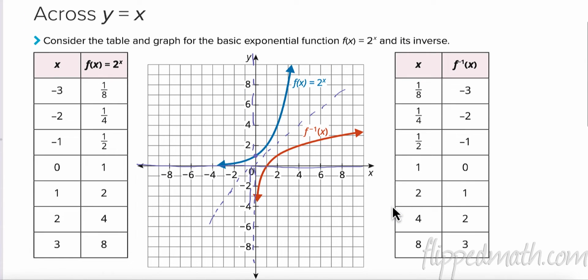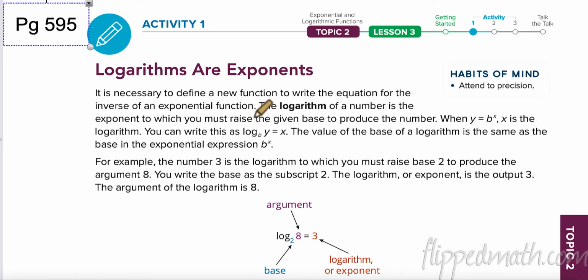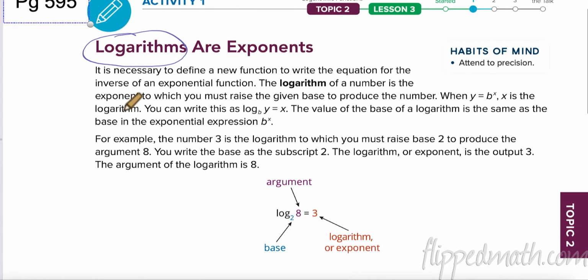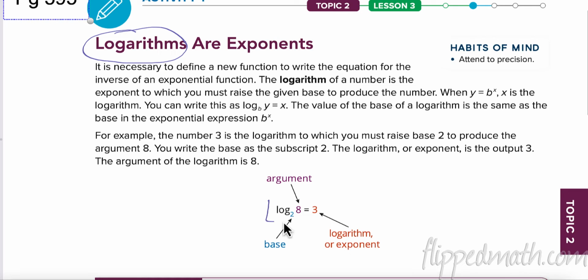Now, this is a special function, all right? The inverse of an exponential is actually a special function, and what it's called is a logarithm, all right? A logarithm. So, a logarithm looks like this. Log base 2 of 8 equals 3. I always think of this as the exponent. They say the logarithm or the exponent. This is called the argument, which honestly, I just learned this year, all right? So it is the log base 2 of 8 equals 3, all right?